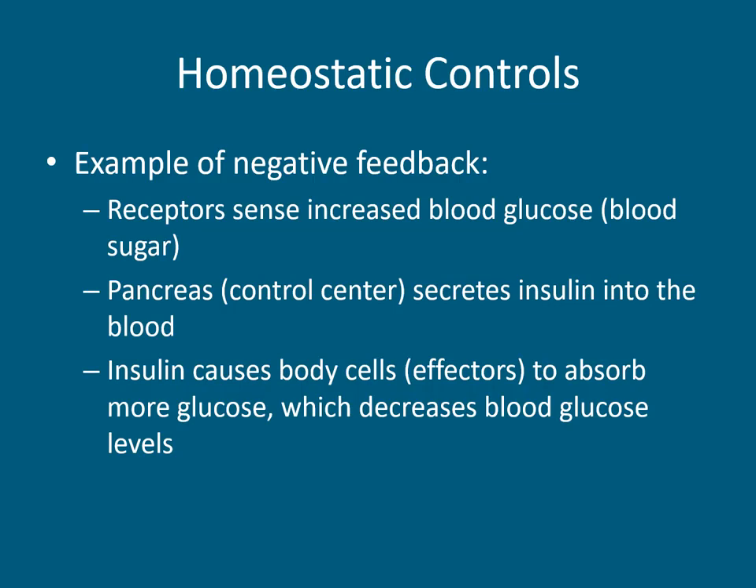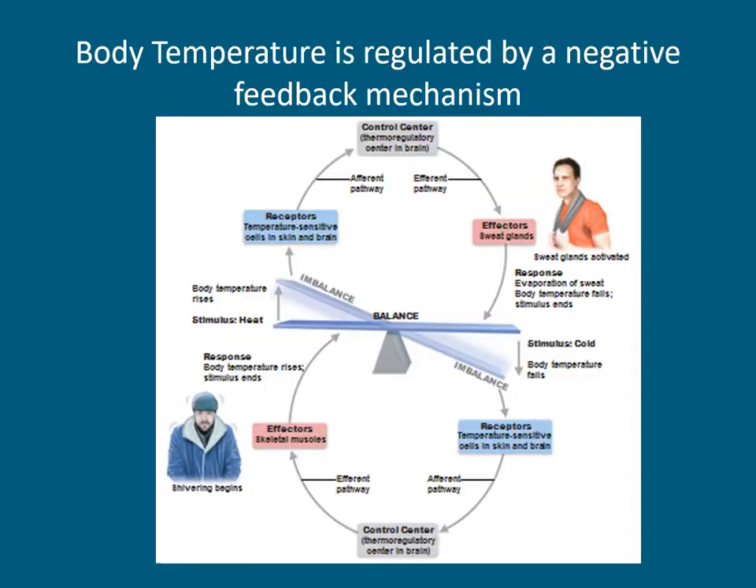So this is giving the example that I just said of the blood glucose. So it's going to be in the opposite direction. And this, once again, is just giving examples of body temperature, how if you're too cold, it's going to trigger you to shiver to bring the temperature back up. If your body temperature is too hot or is rising too much, then it will trigger you to start sweating to bring the temperature down. So it's the opposite direction.